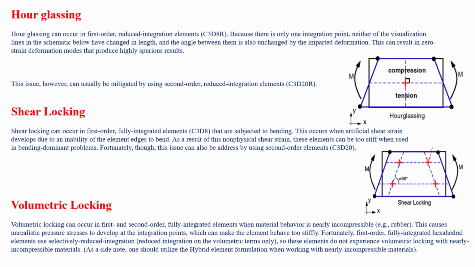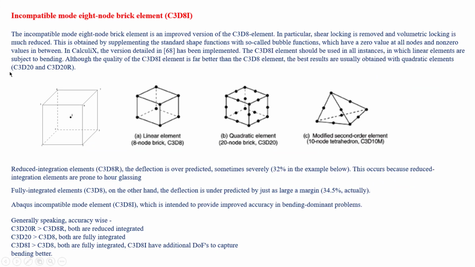So let us see them. We have the incompatible mode 8 node brick element, that is C3D8I. Here we have improved performance: the shear locking is removed and the volumetric locking is also reduced. So we can use this particular incompatible mode C3D8I to avoid these issues as well.